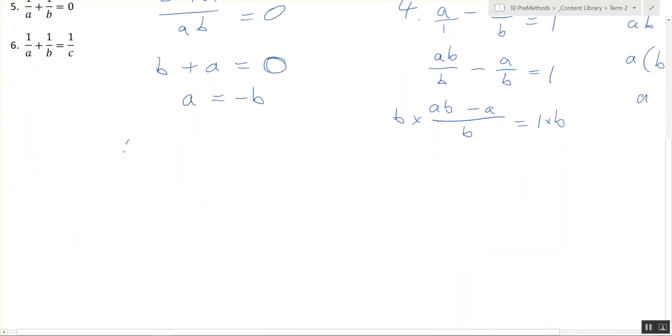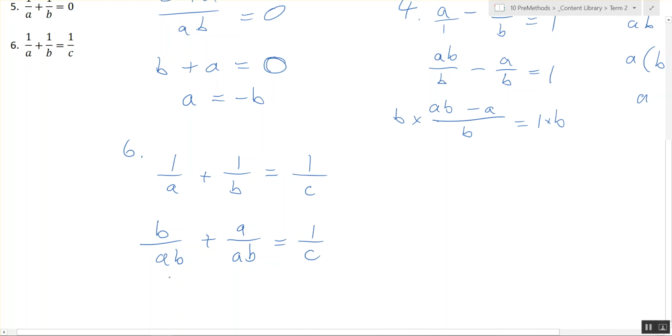Final question, question 6. Same process. Let's make everything on the right with the same denominator. So we just did this. First fraction we multiplied by b on the top and bottom. The second fraction we multiplied by a on the top and bottom. We now have a common denominator.